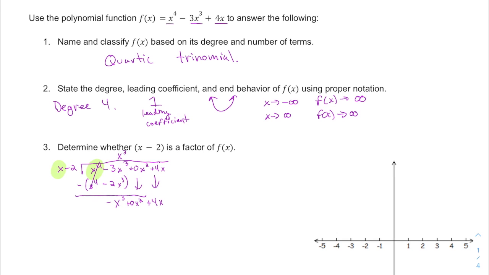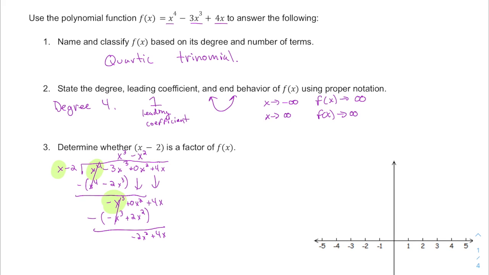Again, we are just focusing on the leading term. So x goes into negative x cubed, negative x squared times. Okay. Multiply negative x squared back by our divisor, and we are going to say negative x squared times x gives us negative x cubed. Negative x squared times negative 2 gives us 2x squared, and we make sure we subtract. So these cancel, and we end up with negative 2x squared plus 4x.